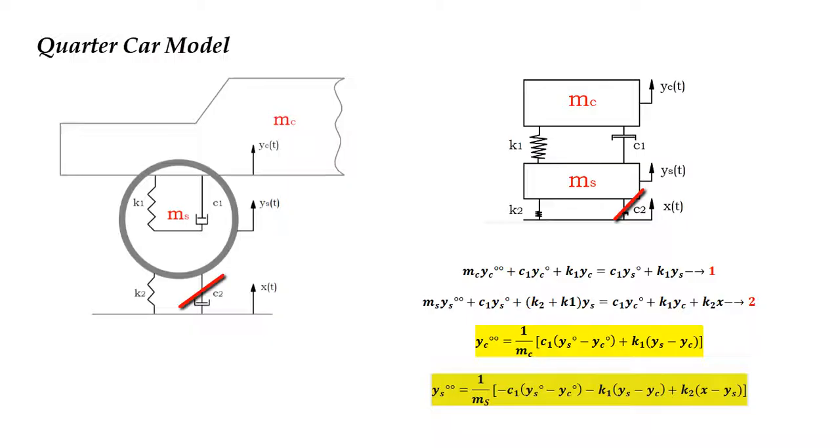So, as we have stated in the previous example, we have yc double dot. We will integrate this for the first time to produce yc dot, and we will integrate it again to produce yc, which is the response of the chassis. And also for ys double dot, we will integrate it 2 times to get ys, or the suspension movement. And we will feed back yc dot, yc and also ys dot, ys in order to complete the model. So let's see this in Simulink.